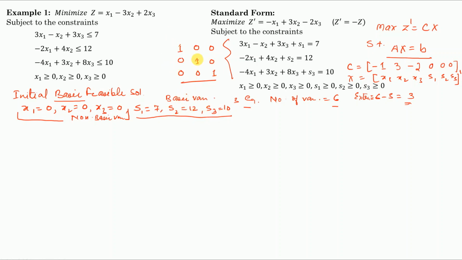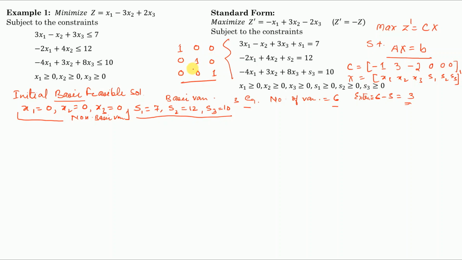matrix corresponding to s1, s2 and s3 is a unit matrix. Only then we can say S1, S2, S3 are basic variables. If it is not a unit matrix, just assume if it is -1, say, then it is not a unit matrix. So in this case, you cannot say that these variables are basic variables. So you can say these variables are basic variables only if the corresponding part of matrix is a unit matrix.